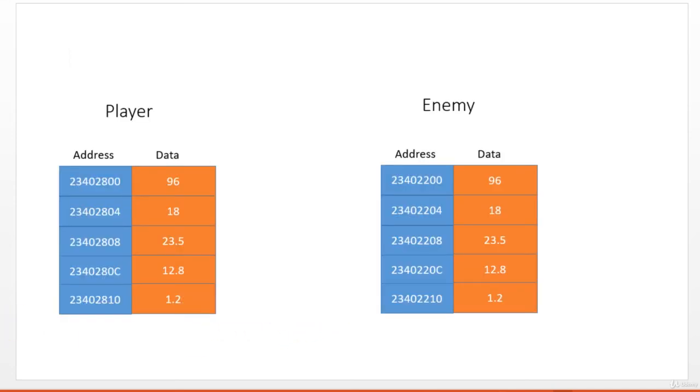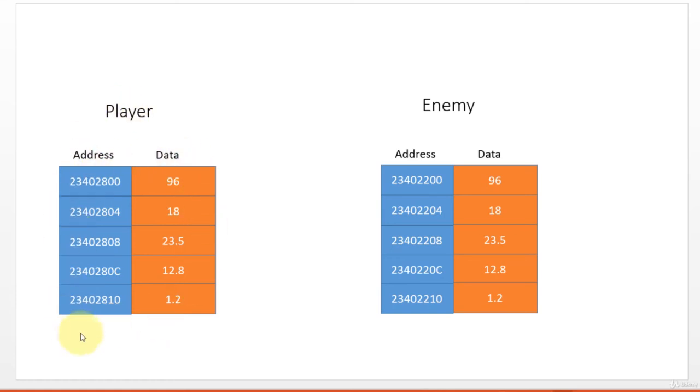Take a look at this one. On the left, you will have the player data structure at this base address. So this is the base address for this player, 234028000. And compare this with the enemy. The enemy's base address is different. It could be at a different location, 234022200.